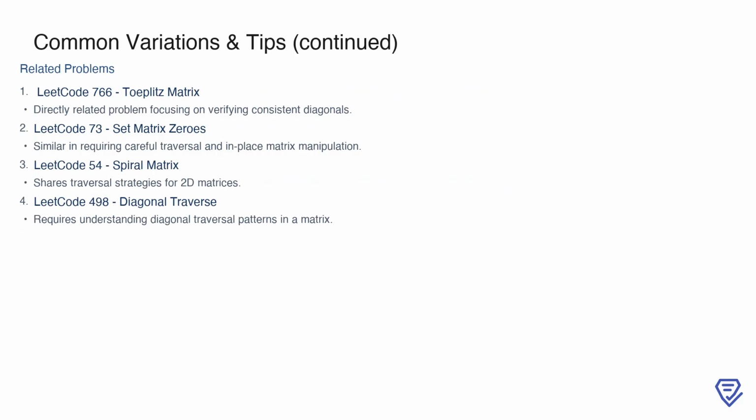This problem also connects to several other matrix-related challenges on LeetCode, which can help you practice complementary skills. For instance, Toeplitz matrix itself is a direct application of diagonal consistency checks. LeetCode 73, set matrix zeros, shares similarities in careful traversal and in-place manipulation of matrix elements. LeetCode 54, spiral matrix, involves traversal strategies for 2D arrays, which can enhance your understanding of matrix operations. Finally, LeetCode 498, diagonal traverse, focuses on diagonal traversal patterns, making it an excellent follow-up to solidify your grasp of this type of matrix traversal.